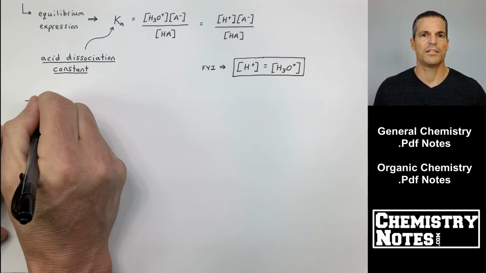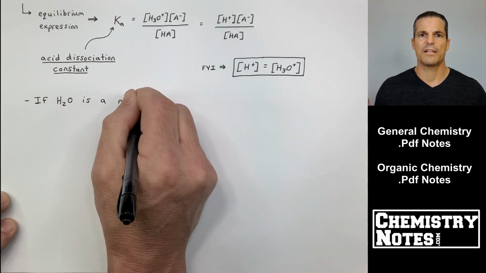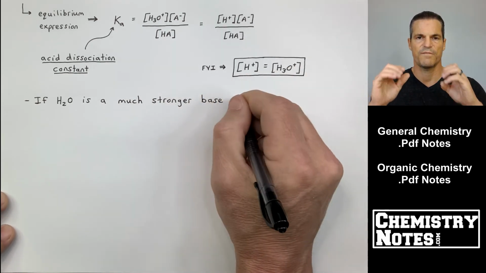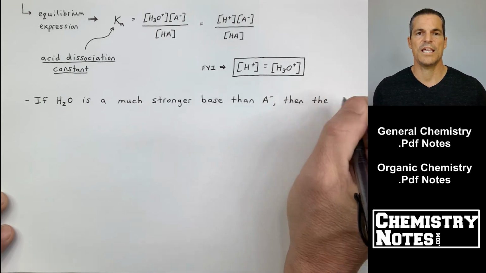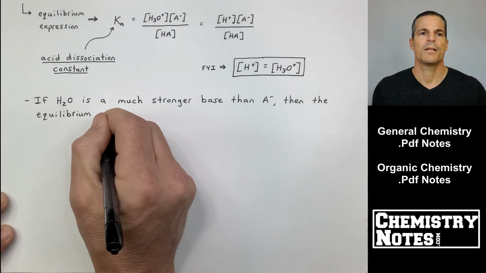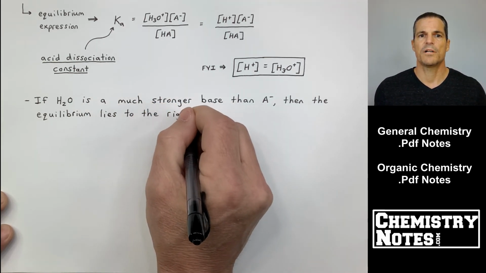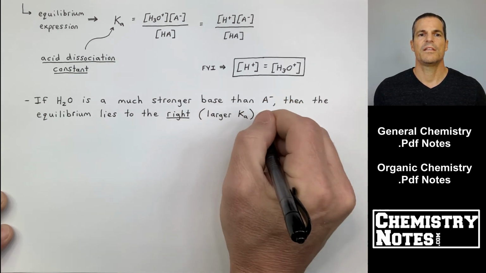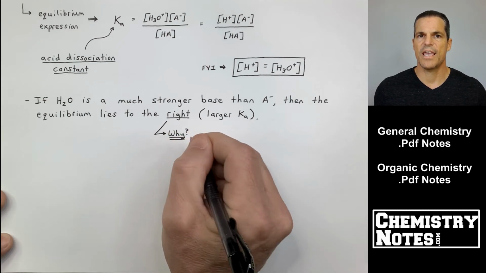Just a little note here. For all intents and purposes, you can assume that the concentration of H plus is equal to the concentration of H3O plus. We've just removed the assumed H2O from the H plus ion. So I have a bullet point here. It says, if H2O is a much stronger base than A minus, then the equilibrium lies to the right. We have a larger Ka value.